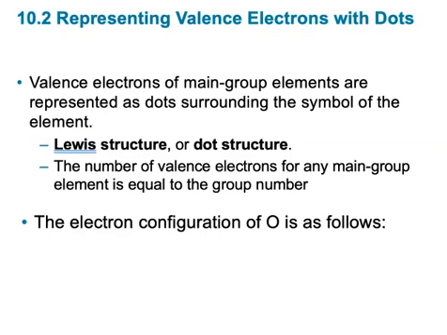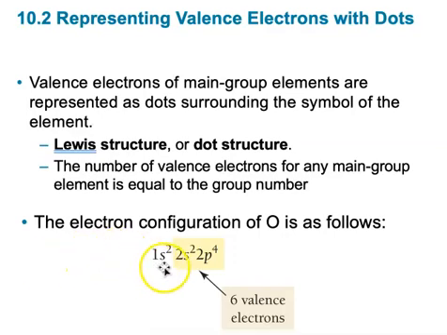So what's the electron configuration for oxygen? Take a minute, go back to chapter 9, see if you can write down the electron configuration for oxygen, and then come back. The electron configuration for oxygen is going to be 1s2, 2s2, 2p4, which indicates that there are 6 valence electrons in that outermost shell.